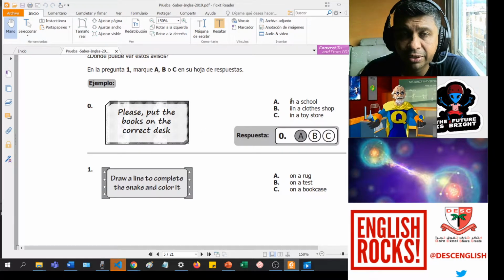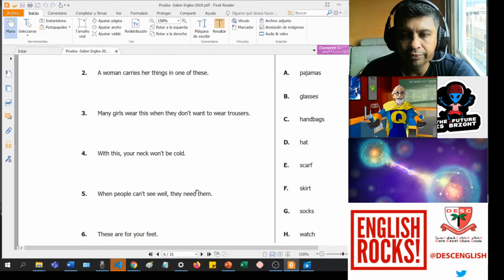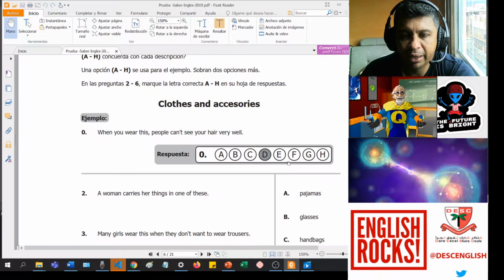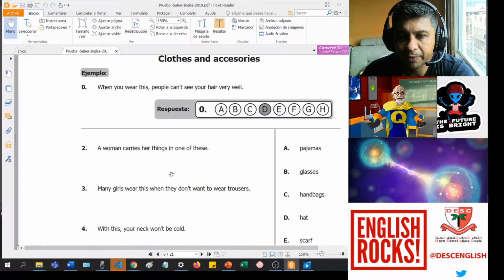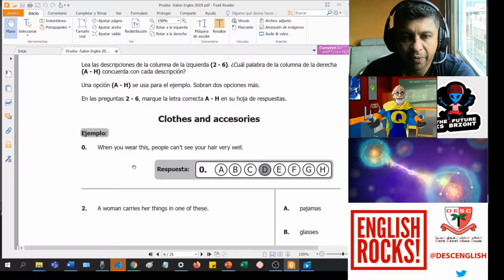So, what is the correct alternative? Where can you see? ¿Dónde puedes ver estos avisos? In a school, in a closed shop, in a toy store, obviously in a school. There's no other alternative. Okay. Behind we have a matching exercise. Tenemos un ejercicio de apareamiento. Column A, column B. So you have to decide what is the correct.